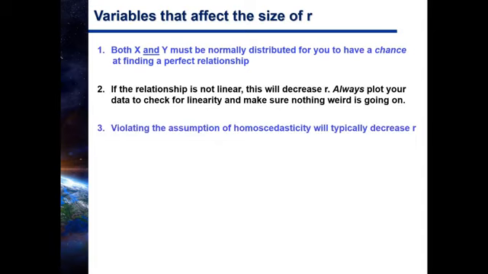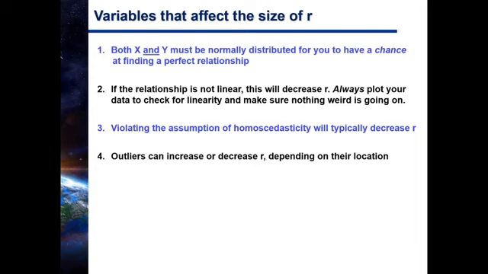Right. Number 3, violating the assumption of homoscedasticity will typically decrease R. Now, I am not going to explain that. We'll look at this when we talk about regression. All right. I would like you to know it now, but you'll understand it later when we get to regression.